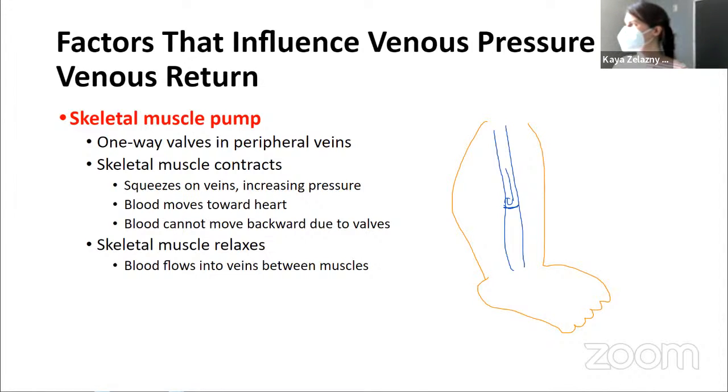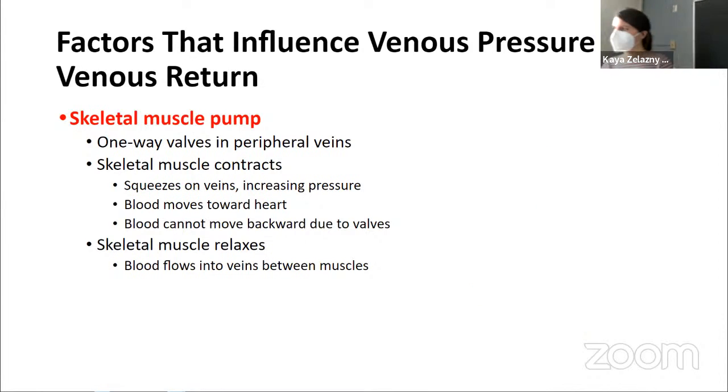All right, so we'll pick up here next time, getting a little bit more into the skeletal muscle pump and the respiratory pump, before I move into lymph and blood pressure again.